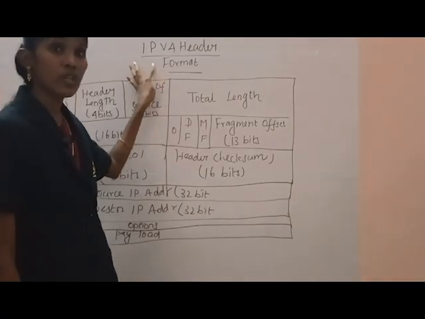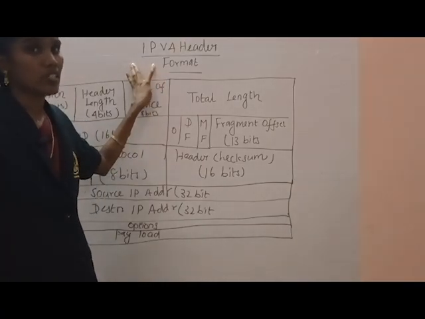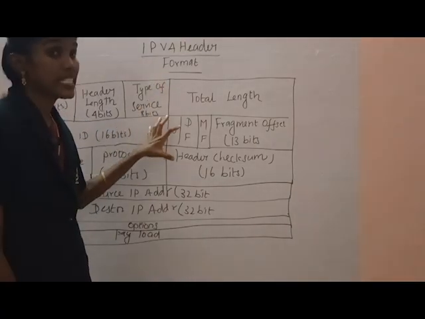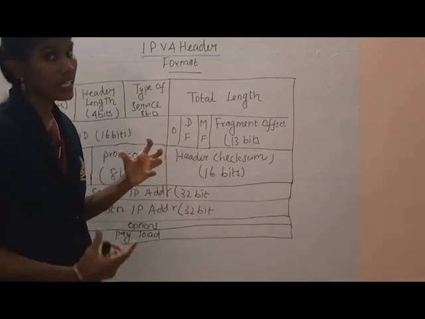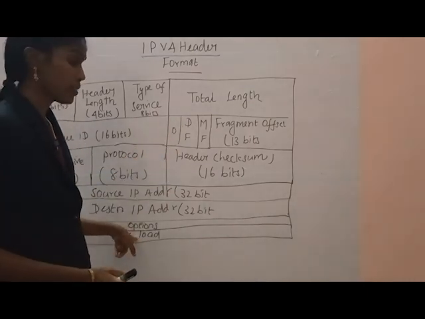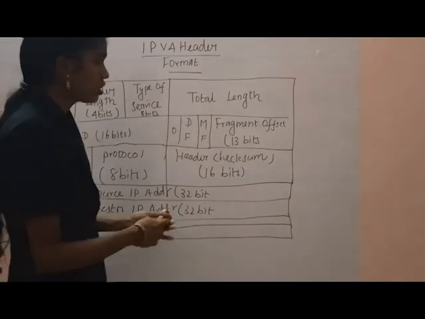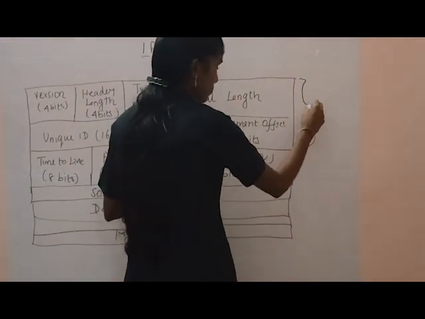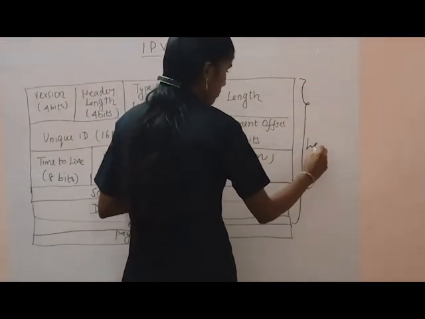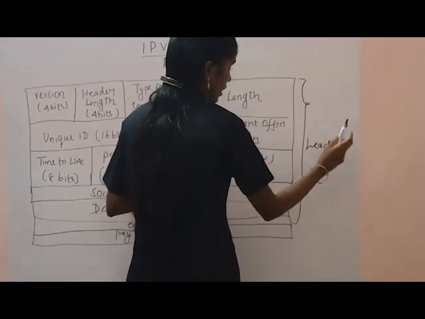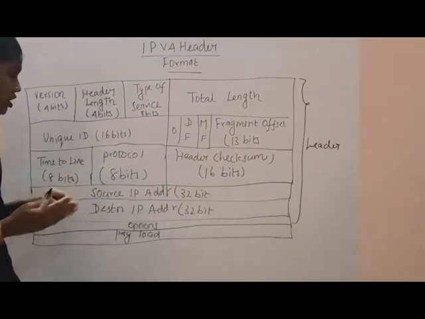Listen to me. This is the IPv4 header format. IPv4 in the sense you will be having a 32-bit long address, and this is the header attached to the data. The data is something called the payload. So this portion is called the header.